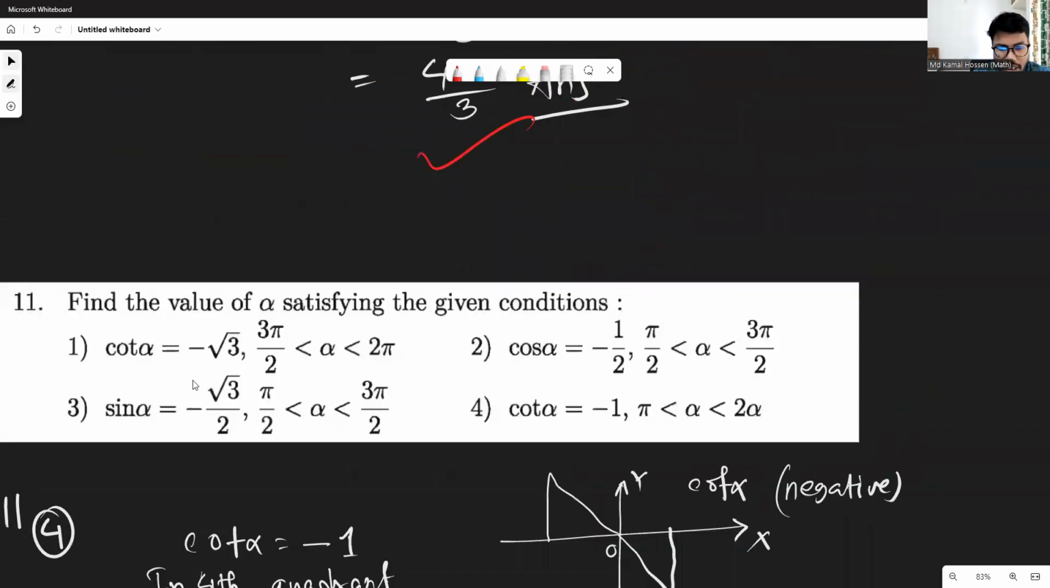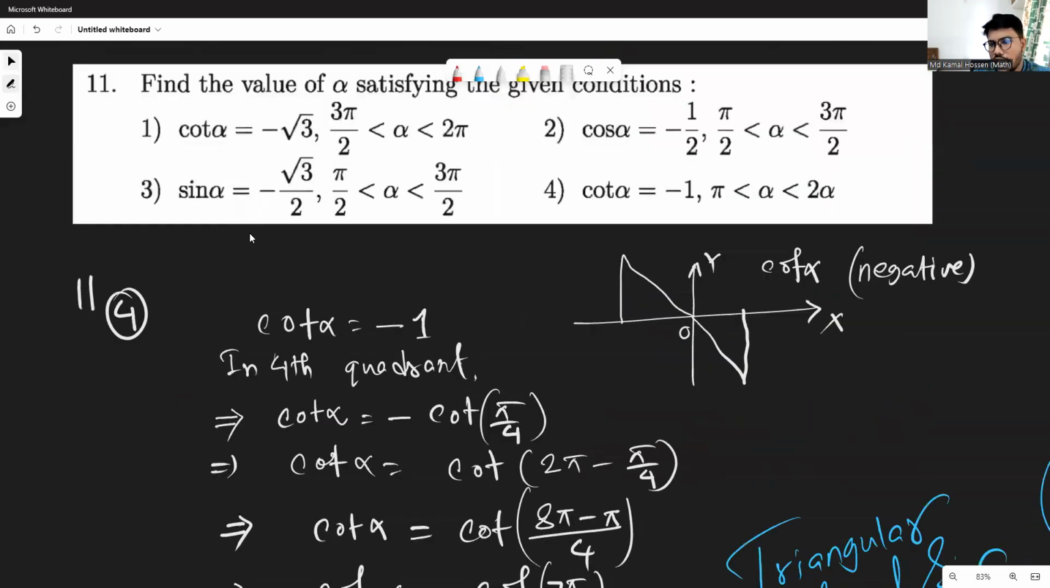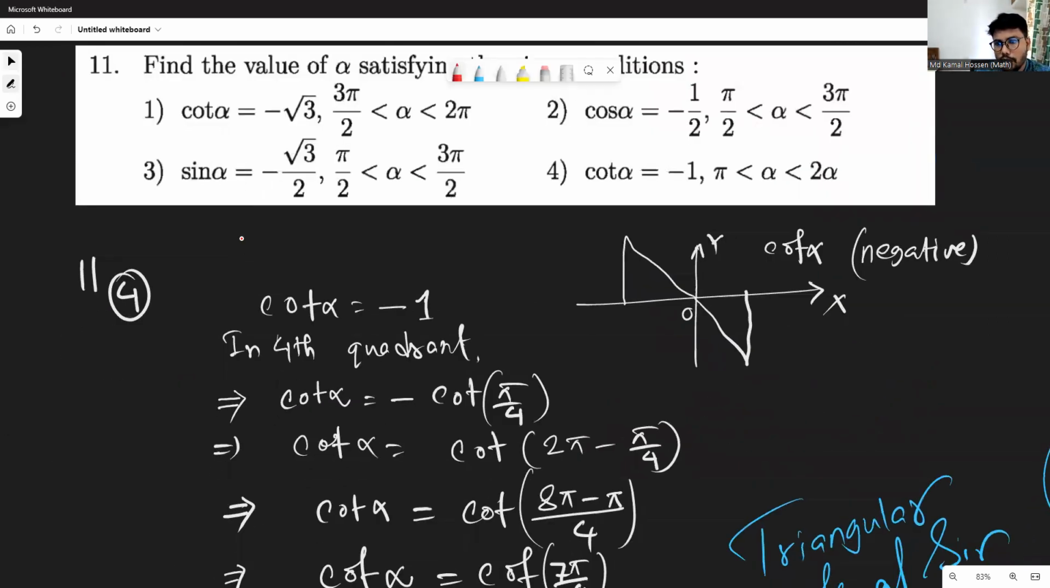So dear students, now let's see the next question, and this is the last question from 11. Question number 4: cot theta equals a negative value, but the condition given here is 180. 180 means this one, twice pi by 2. And this is not alpha, basically this one will be theta. So this theta we can write as 4 pi by 2, this line, and 2 pi by 2, this line.